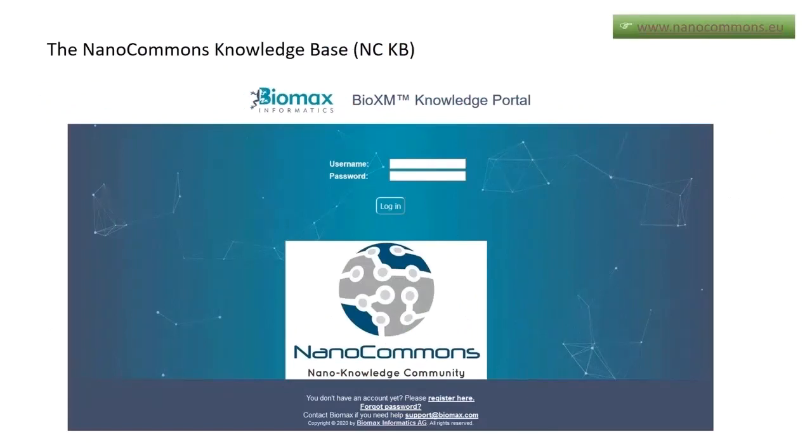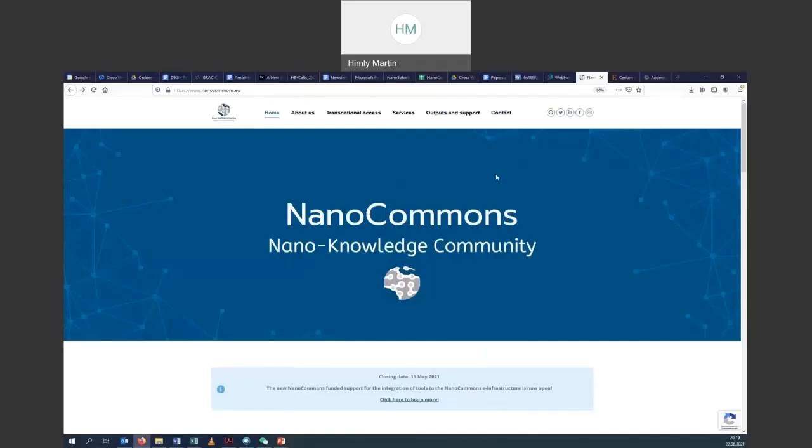Okay, so next we're gonna go to the Nanocommons knowledge base, which is provided by the Biomax knowledge portal. We need to click the URL given here on the right upper corner. Okay, we clicked the Nanocommons URL and have arrived at the Nanocommons homepage. Here you have access to many things. I would like to highlight shortly the previous events where you have access also to teaching materials and training events that we had performed before.